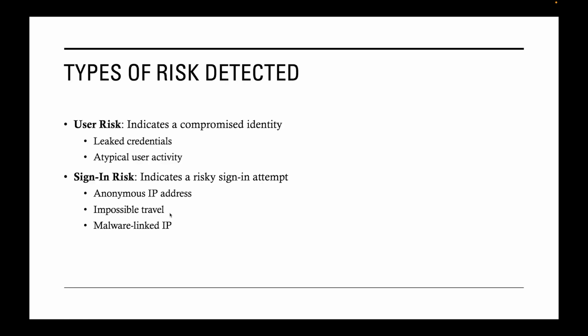So, type of risk detected. There is a user risk and there's sign-in risk. User risk indicates a compromised identity, leaked credentials, atypical user activity. Then the sign-in risk indicates a risky sign-in attempt: anonymous IP addresses, impossible travel, malware-linked IPs.